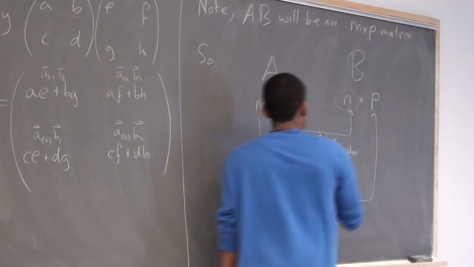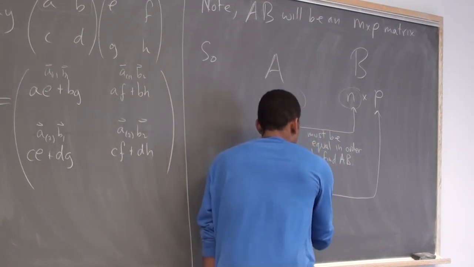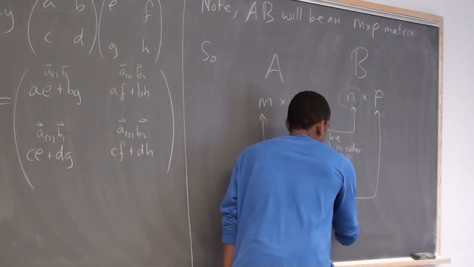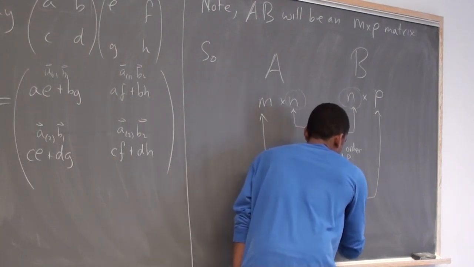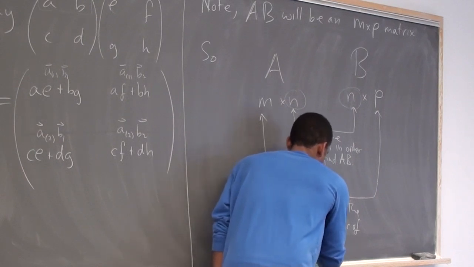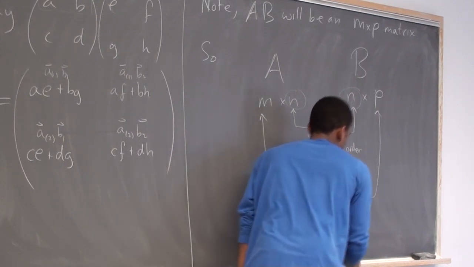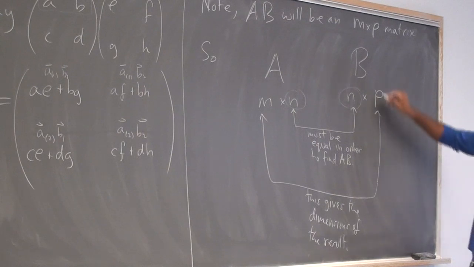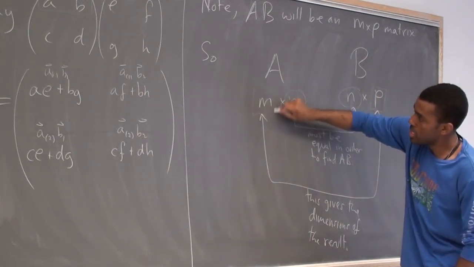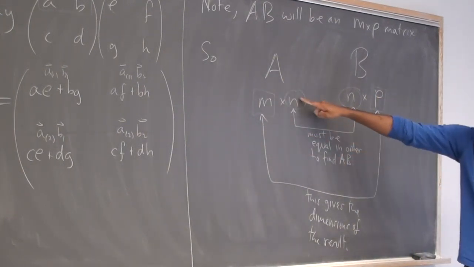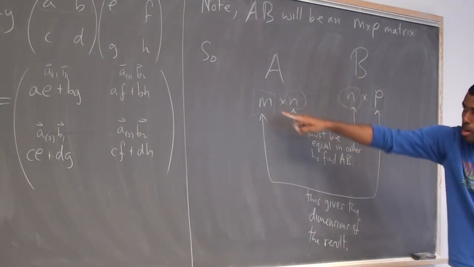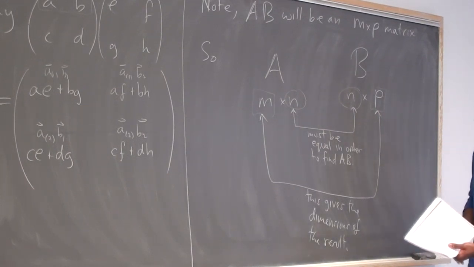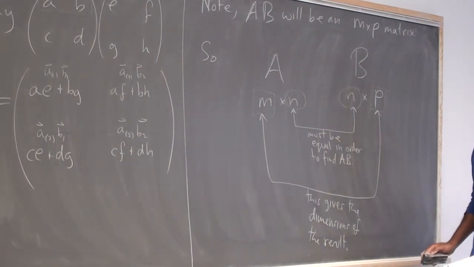If you look at the outer dimensions, this gives the dimensions of the result. Whatever numbers these guys are, that's going to be your result. So you have to check that these inner numbers are the same, and that means you can actually multiply them. The result will be an M by P. If you try and it's not the same, what happens? You made a mistake, right?